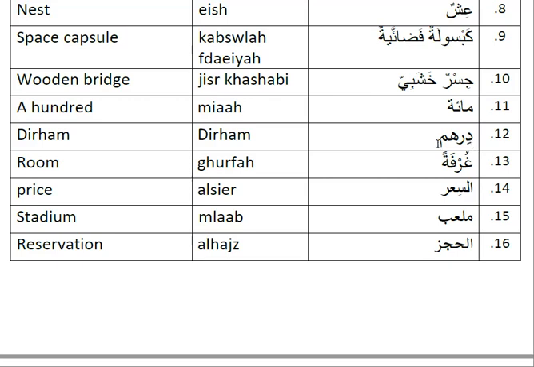Next is dirham. Dirham is a UAE currency, as we know. And next is gurfa. Gurfatun. Gurfa means room. Asiyar means price, the price of the product. And next is malab. Malab means stadium, playground, where people used to play sport.